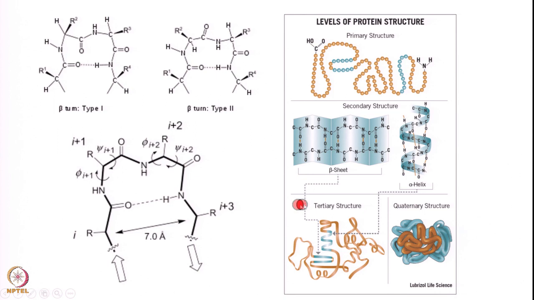Now, in the beta sheet, it is slightly different. Look at how this chain is running here. The chain is running NH C alpha CO, NH C alpha CO, NH C alpha CO. So, this is the chain running like this, from the N terminal to the C terminal. Now, the lower chain is actually going in the opposite direction here, NH C alpha CO, NH C alpha CO, NH C alpha CO, and so on.